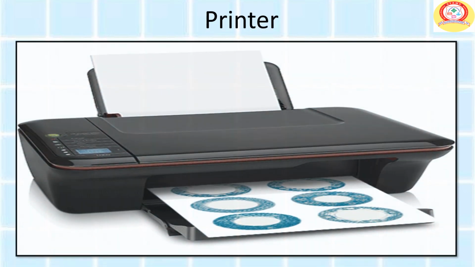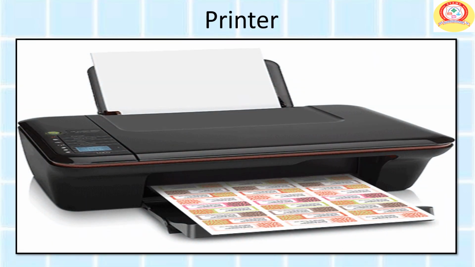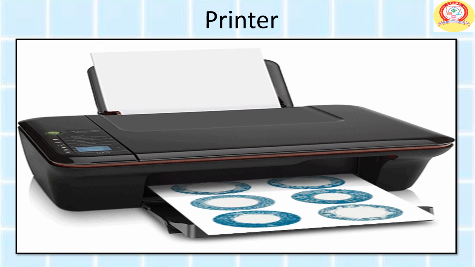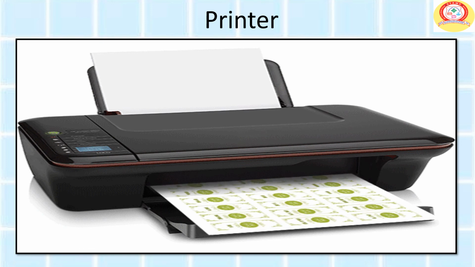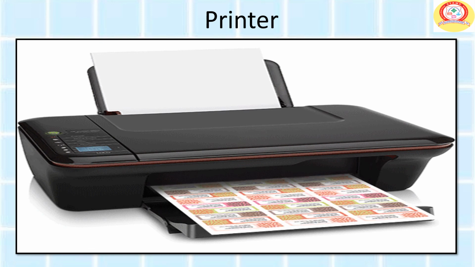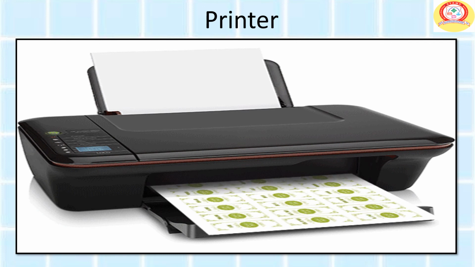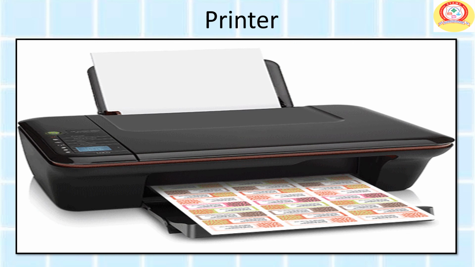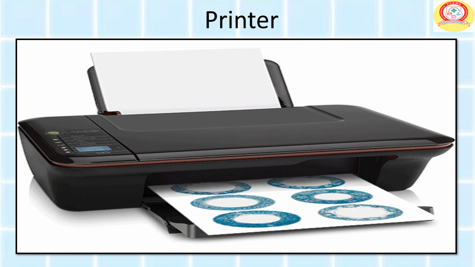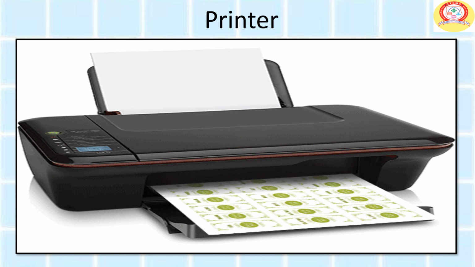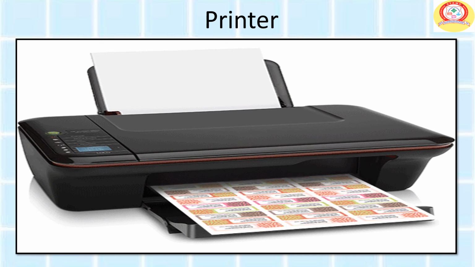Children, this is a printer. A printer delivers the output on paper. The printed copy that we get from the printer is called the hard copy. Printers are of many types, like dot matrix printer, inkjet printer, and laser printer. So these are the types of printer.